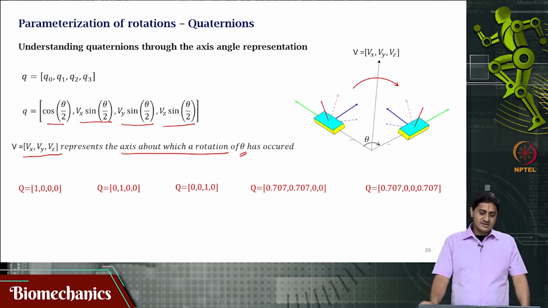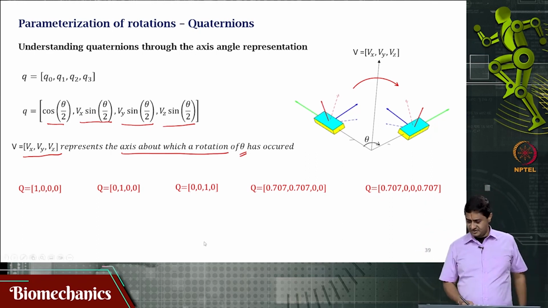Now, consider these 5 quaternions that are given. Find the axis about which the rotation is happening and the angle by which the rotation has happened. How do you do this? Well, we just said how to do it. We will start with the first example.